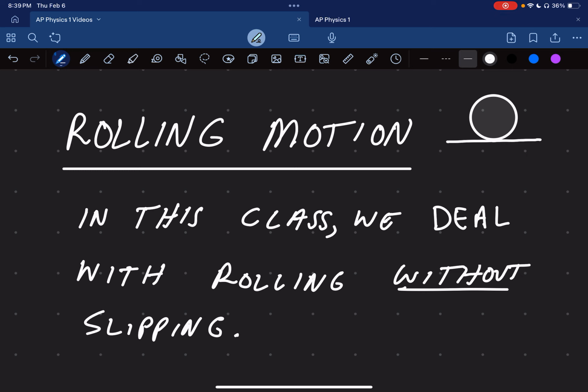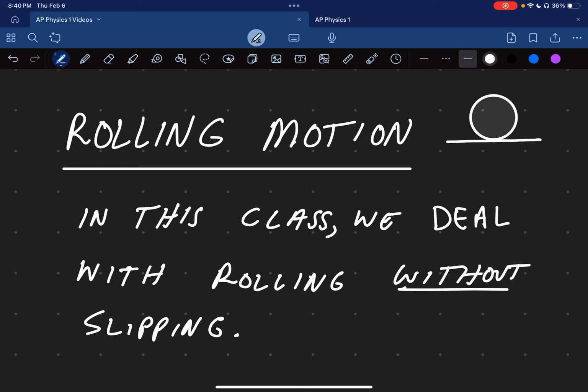In this class, we won't deal with any rolling with slipping, and that just means when something's slipping, there is relative motion between the two surfaces, like the object here and the ground. An example is like peeling out. If your tire is spinning like this and there's relative motion between the ground and the tire, that's slipping.